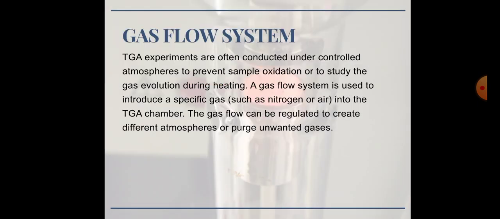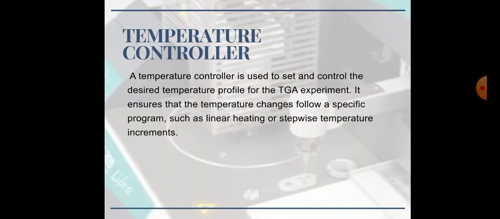Gas flow system. TG experiments are often conducted under a controlled atmosphere to prevent sample oxidation or to study the gas evolution during heating. A gas flow system is used to introduce a specific gas into the TGA chamber. The gas flow can be regulated to create different atmospheres or purge unwanted gases. Now we see the temperature controller.